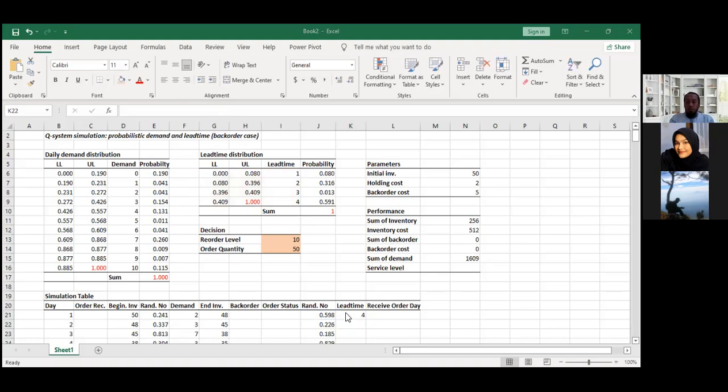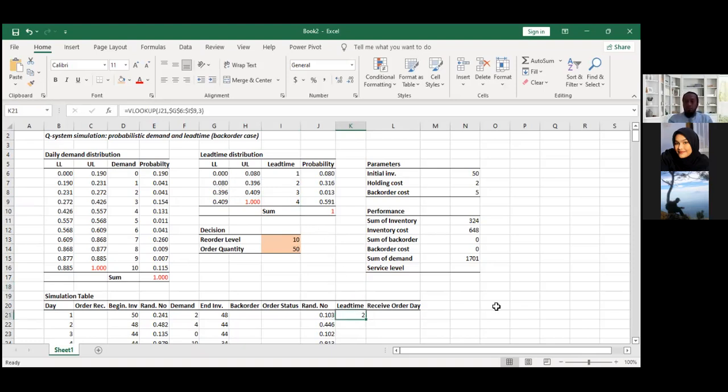Yeah, the lead time is 4. Then we can check. When the random number is 0.59, then it falls in this interval, so the lead time is 4. Can check again. 0.036 falls in this interval, so the lead time is 1. Then 0.103 falls in this interval, so the lead time is 2. Correct.